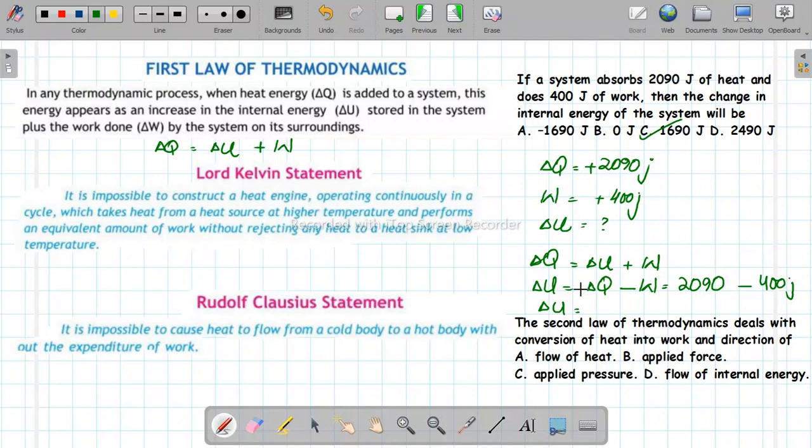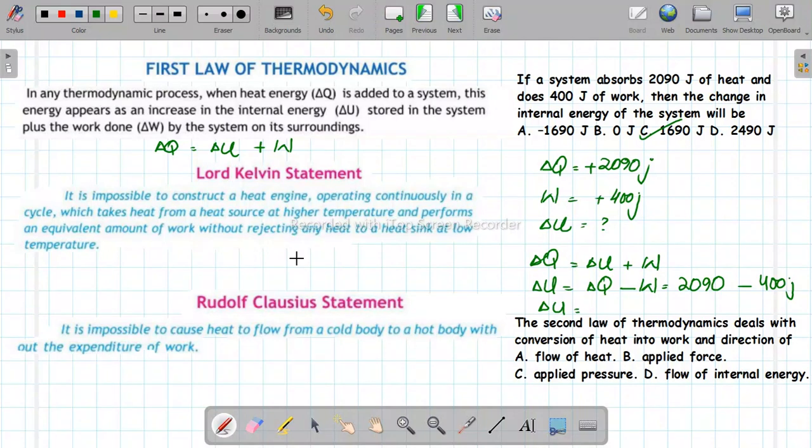Then the second law of thermodynamics. We can state the second law of thermodynamics in multiple statements. These are the two main statements by Kelvin and Clausius. It is impossible to construct a heat engine operating continuously in a cycle which takes heat from a heat source at higher temperature and performs an equivalent amount of work without rejecting any heat to a heat sink at low temperature. Then the second statement says it is impossible to cause heat to flow from a cold body to a hot body without the expenditure of work.